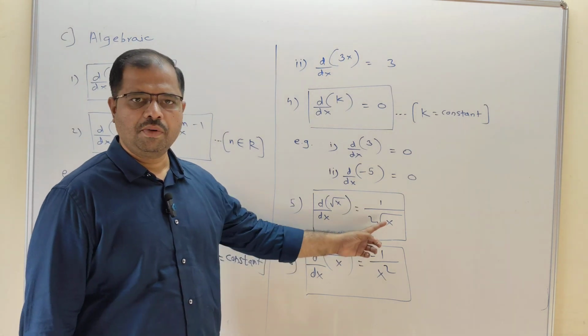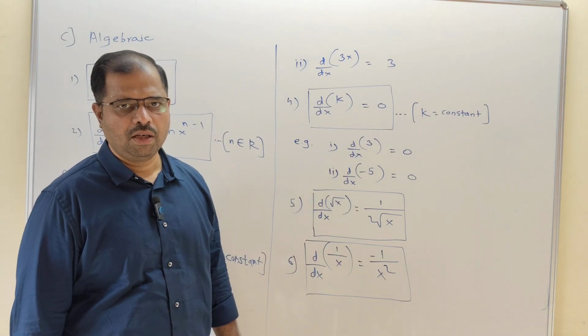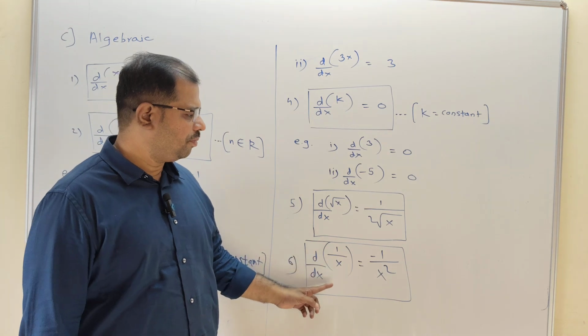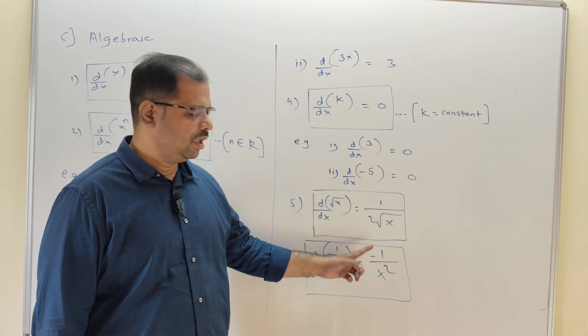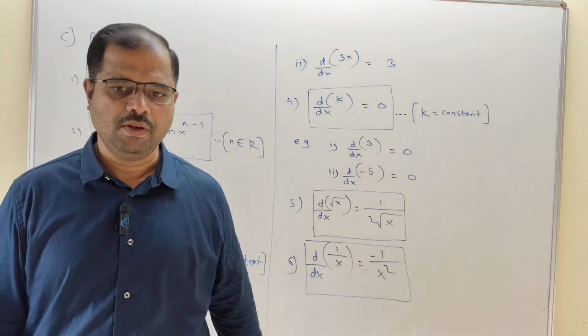Derivative of root x is 1 upon 2 root x. Derivative of 1 upon x is minus 1 upon x square.